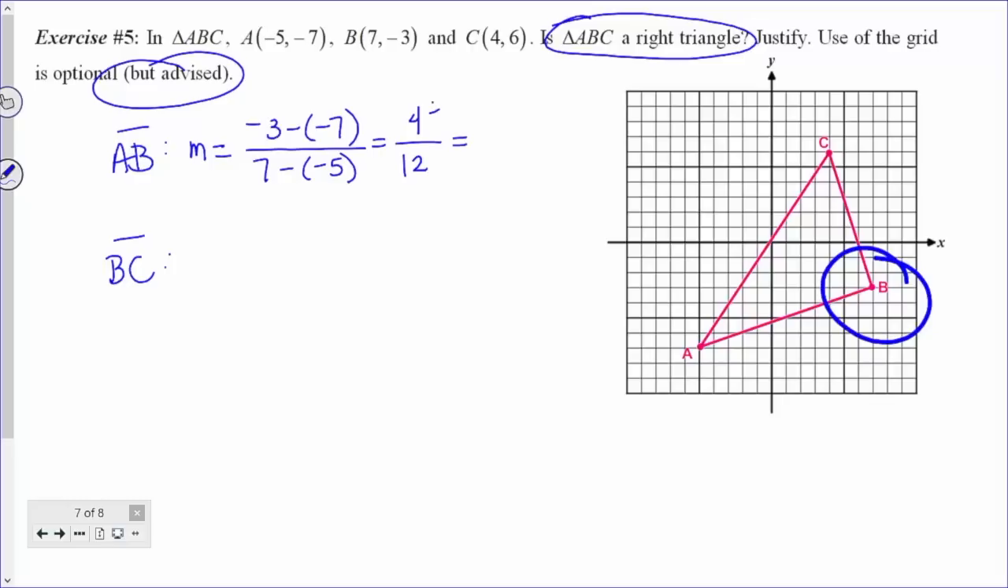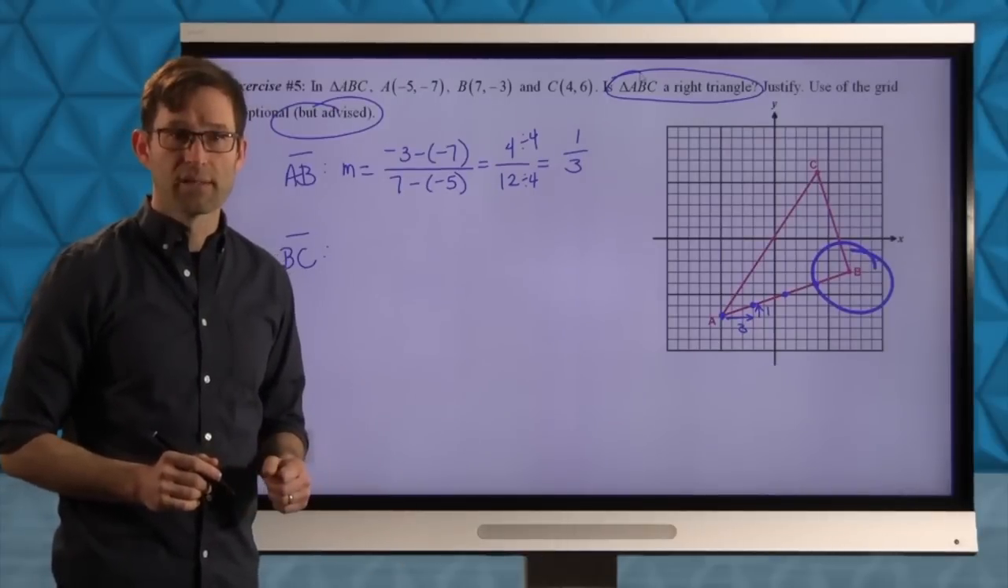Again, I'm going to reduce by dividing both numerator and denominator by 4, and I'm going to find that the slope of AB is 1/3. By the way, it also doesn't hurt to then graphically check that. If I came over to line segment AB, I could easily then see, right, that for every 3 units that I run, I rise 1 unit. So that slope of 1/3 makes sense.